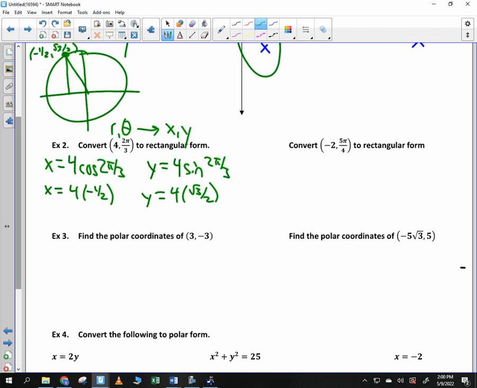Notice what's going to happen. Half of 4 is 2. I get negative 2 for the x value. And then for the y value, 4 divided by 2 gives me 2. I get 2 root 3. That is the rectangular coordinate for that polar coordinate.